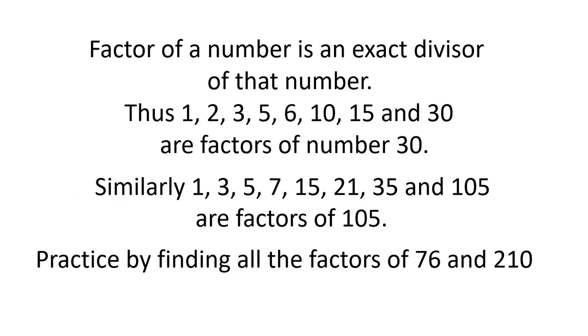Factor of a number is an exact divisor of that number. Thus, 1, 2, 3, 5, 6, 10, 15 and 30 are factors of number 30 because they are exact divisors of 30. Similarly, 1, 3, 5, 7, 15, 21, 35 and 105 are factors of 105.